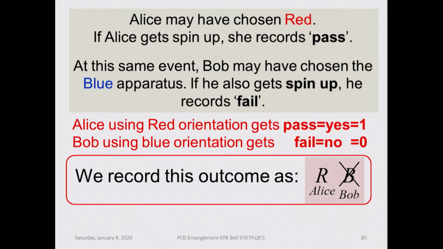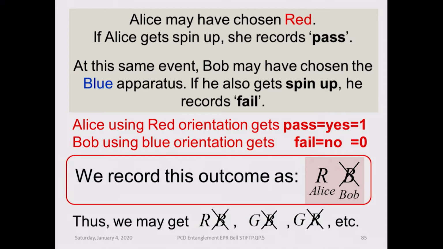So, Alice has used red, she gets a pass. Bob has used a blue, he gets a fail, so that is crossed. Okay? So, the first is always Alice, second is always Bob, uncrossed is pass and crossed is fail. So, that is the notation. Clear?